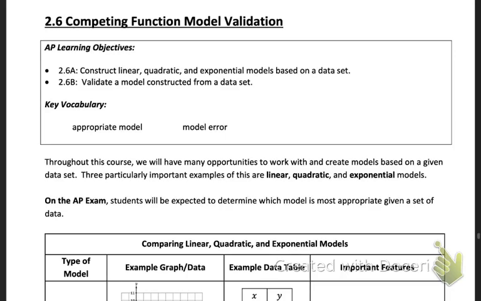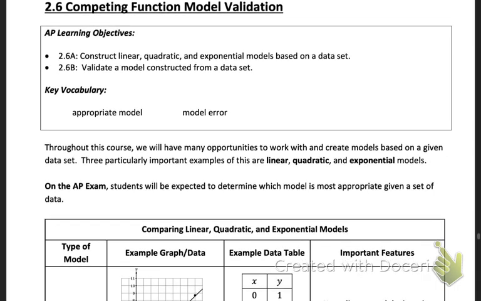The last section in this Unit 2A is going to be competing function model validation. Essentially, what we mean is when you have a choice between different types of models, linear, quadratic, exponential, how do you choose the best one? And how do you validate that it was the best choice? If we're going to make an estimate, we need to know how good of an estimate that is. And so that is what we are going to look at today.